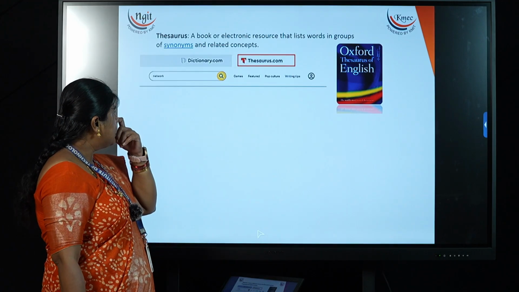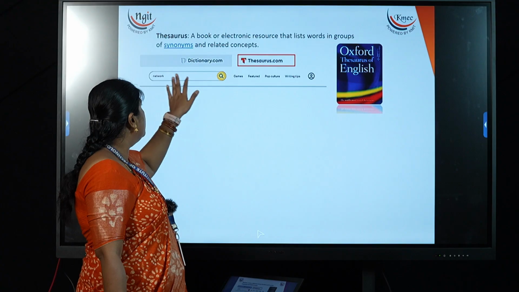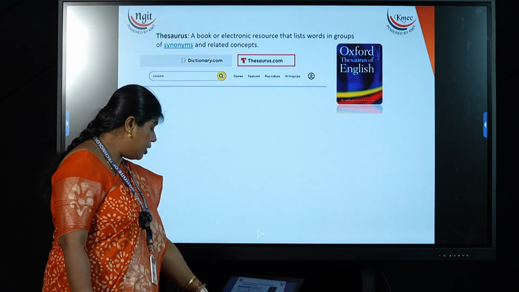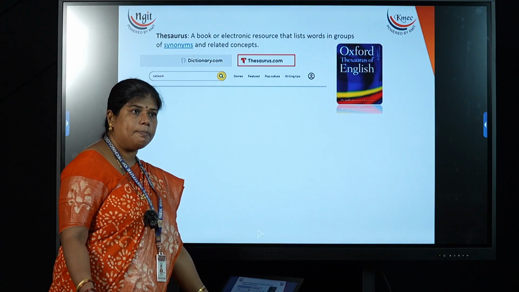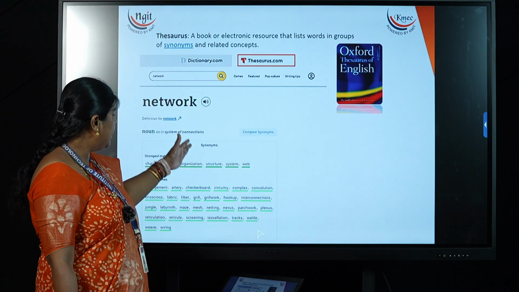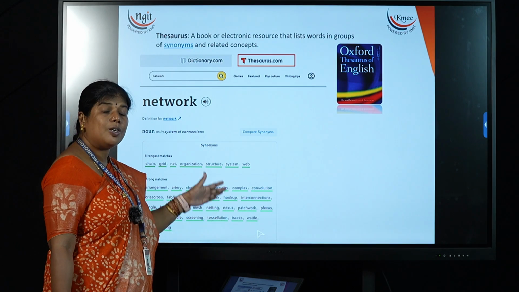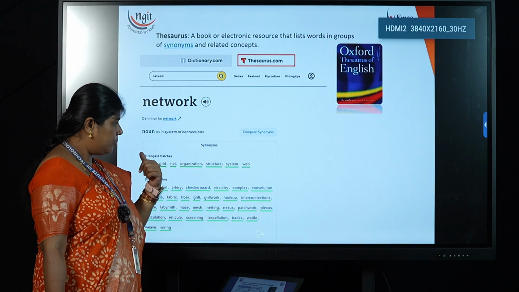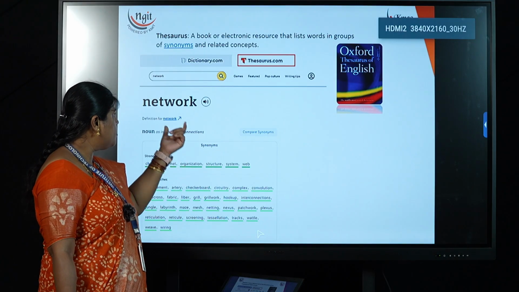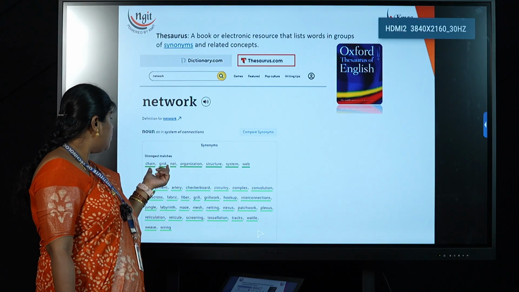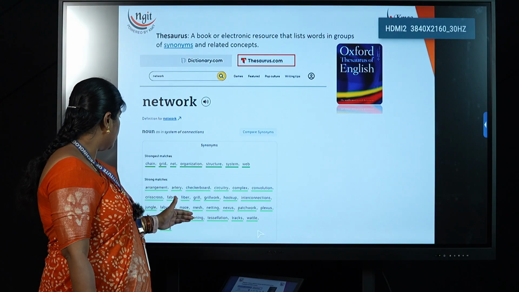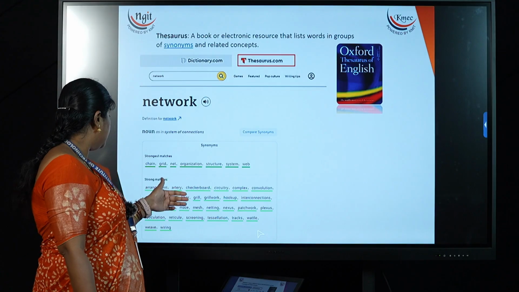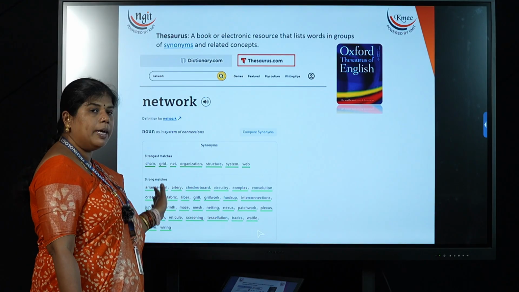Now for example, this is thesaurus.com and I am searching the term network. As soon as I type network, as a response I get all these terms. Why? Because these are all synonyms of the term network. Now listen how it is matching. Strongest match, the first 5 to 6 terms, then strong matches for the remaining terms.